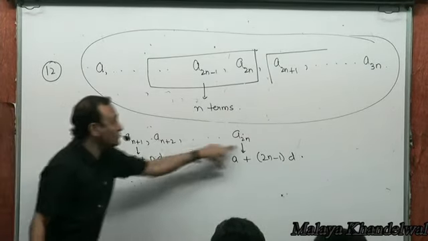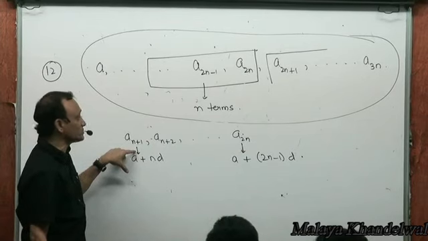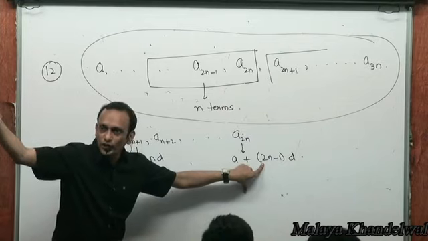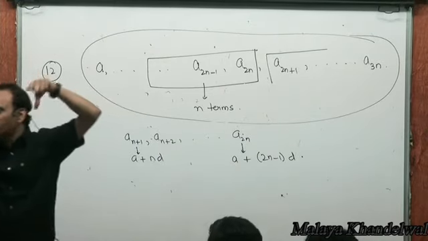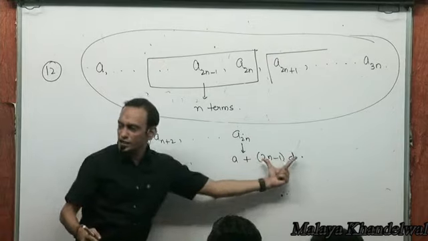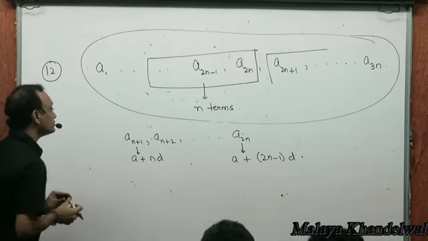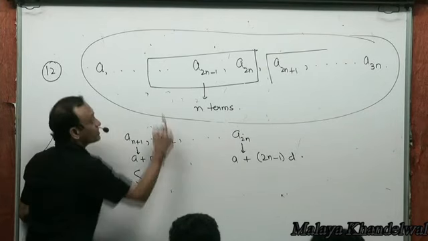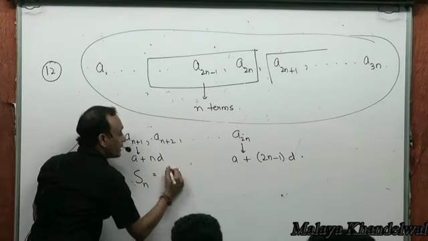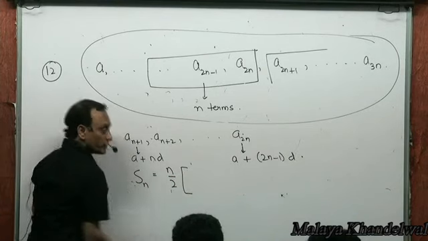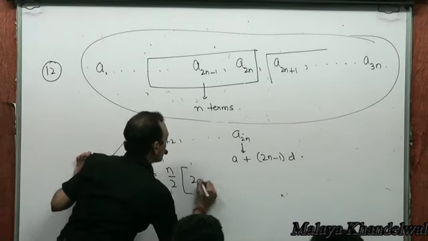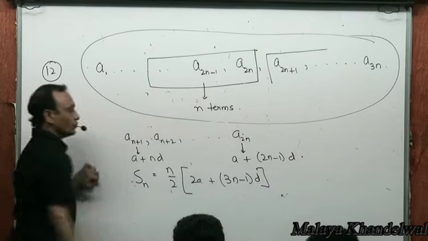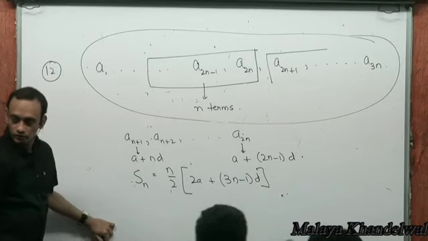And the sum of the last n terms of these first 2n terms would be first term plus last term into n by 2, isn't it? Sum of n terms of an AP is n by 2 into first term plus last term. So the sum of the last n terms of the first 2n terms is going to be n by 2 into this plus this, which is 2a plus (3n minus 1) into d. Yes or no? Clear?